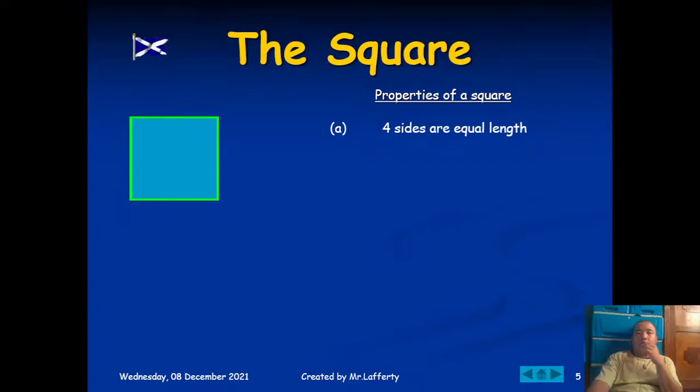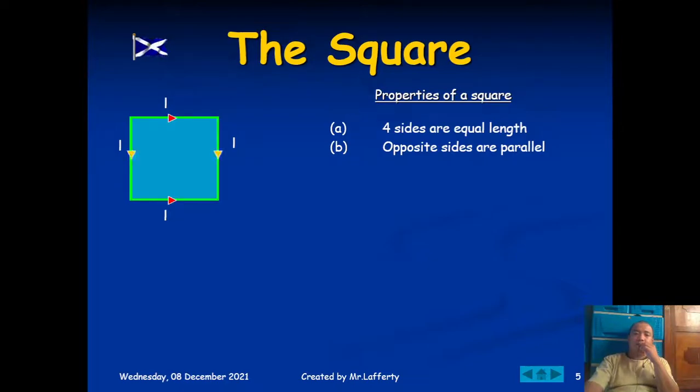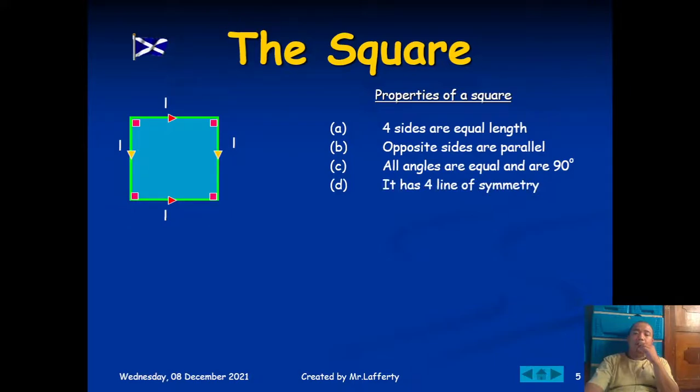Number one property, it has four sides. Its four sides are equal in length. All sides are equal. And opposite sides are parallel. Two pairs of opposite sides are parallel. All angles are equal and are 90 degrees. All angles are right angles.